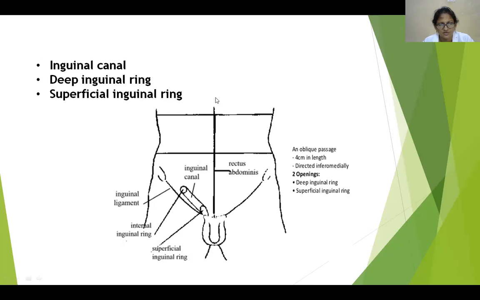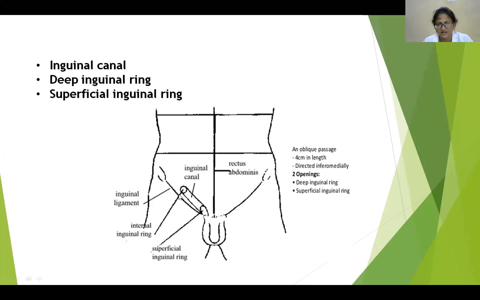Here we are going to discuss the inguinal canal. What is the inguinal canal, and where is it present? It is present about 1 centimeter above the medial end of the inguinal ligament. The medial half of the inguinal ligament is parallel with the inguinal canal.